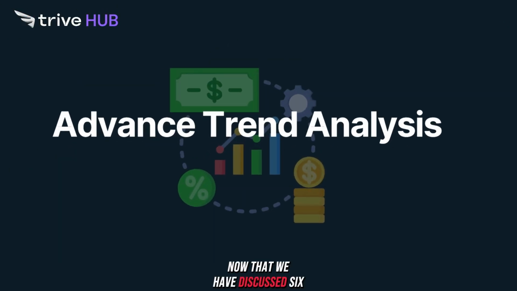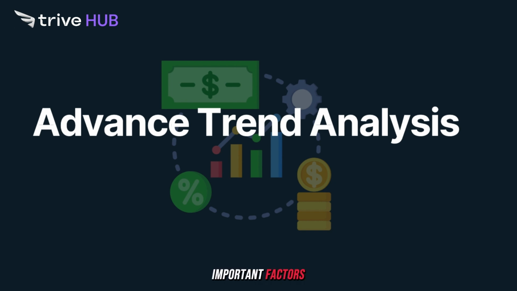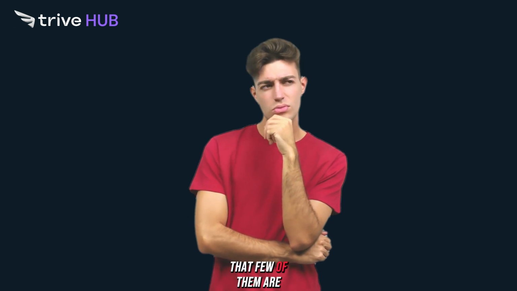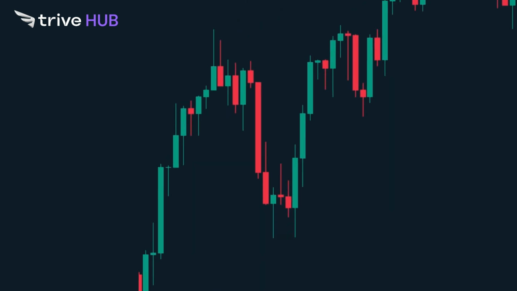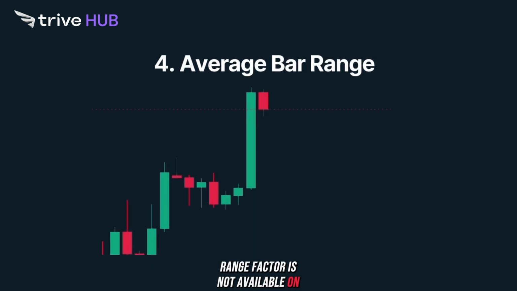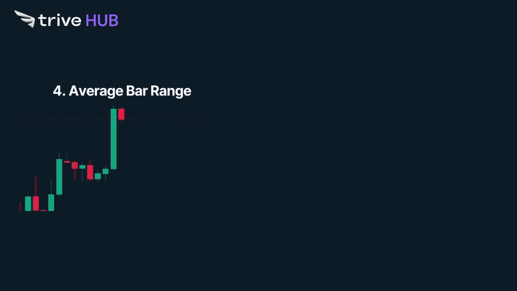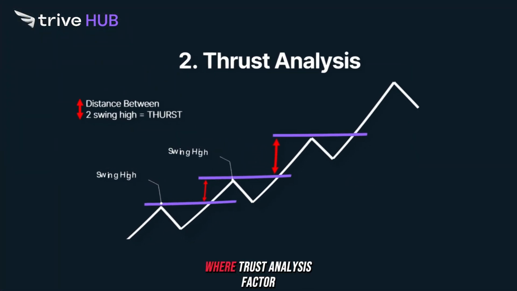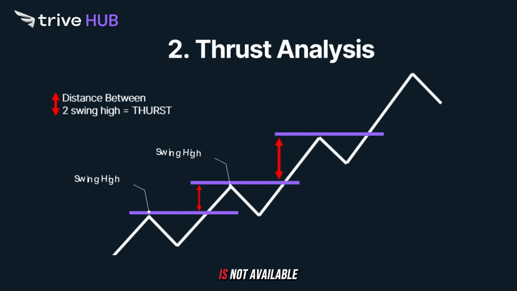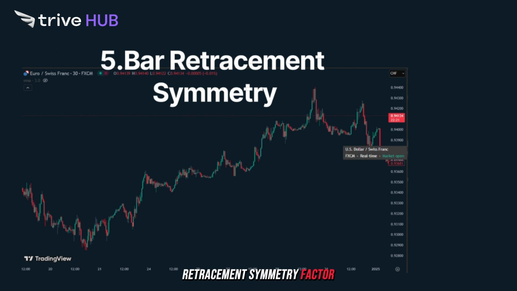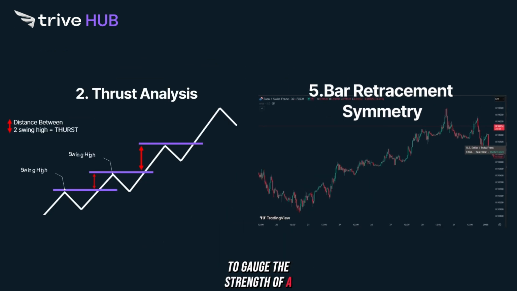Now that we have discussed 6 important factors of advanced trend analysis, I know you must be wondering that a few of them are similar, but there will be many scenarios where the average bar range factor is not available on a particular currency pair, but you can use the average candlestick body to range ratio factor there. Or there may be some chances where the thrust analysis factor is not available, but you can use the bar retracement symmetry factor to gauge the strength of a particular trend.